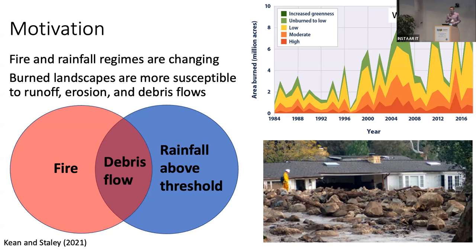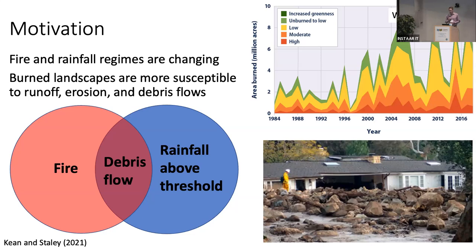Fire, and in particular, moderate and high severity fire, can reduce hydraulic roughness by incinerating vegetation and litter that normally covers the forest floor. It reduces canopy interception. It can sometimes render the soil hydrophobic so that the soil isn't able to absorb water as it normally would in an unburned environment. And all of this leads to increased runoff and erosion.